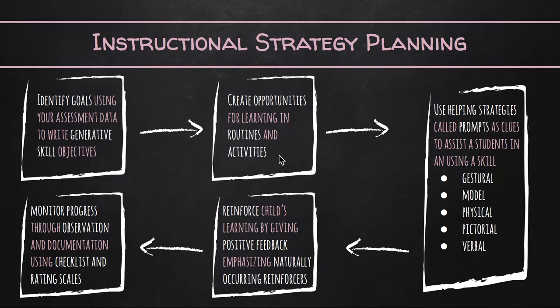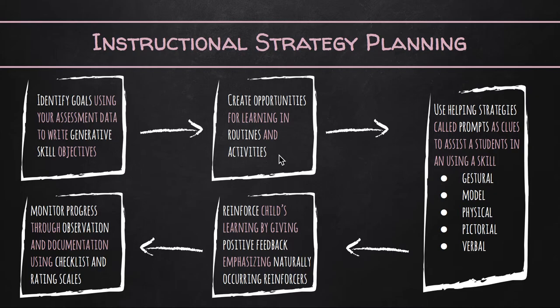Then one of the strategies we use is in the next box, and this is the largest box on the page. While we're giving them those opportunities, we need to use helping strategies called prompts. And these are clues or cues to assist the student in using the skill. And there's 5 kinds of prompts we use with students. The first one is a gestural prompt. And this is a movement that a teacher would use to let the child know what is expected of them. And children will wait for these cues. If you think about even babies, they watch your gestures and your facial recognition to know to do something next.